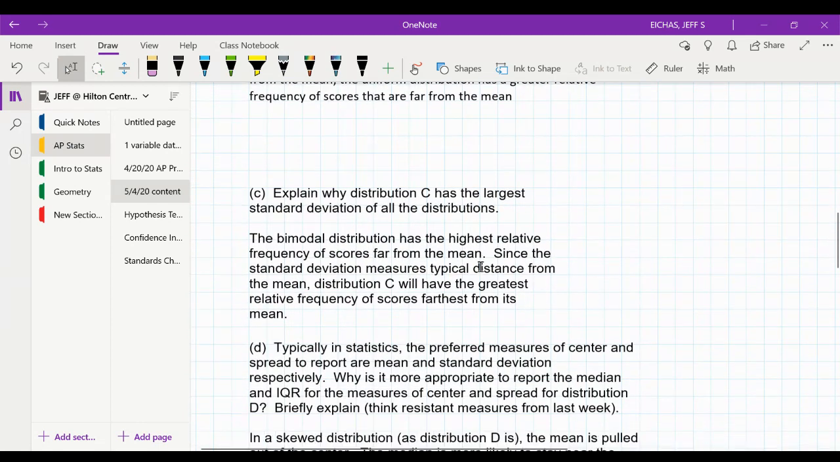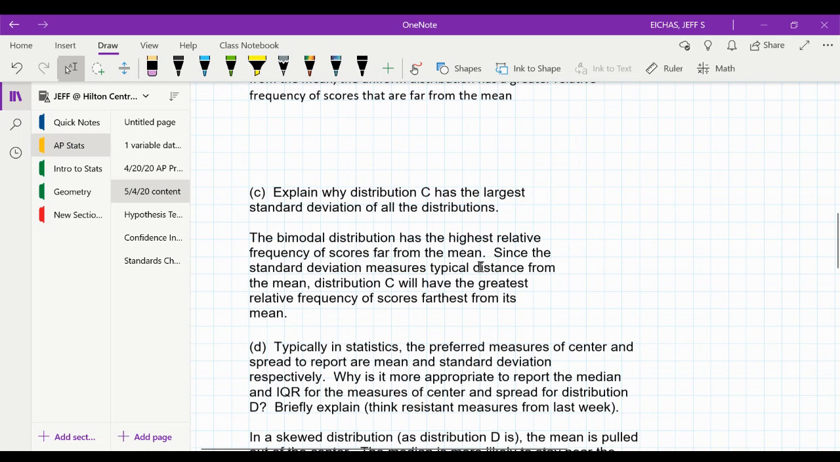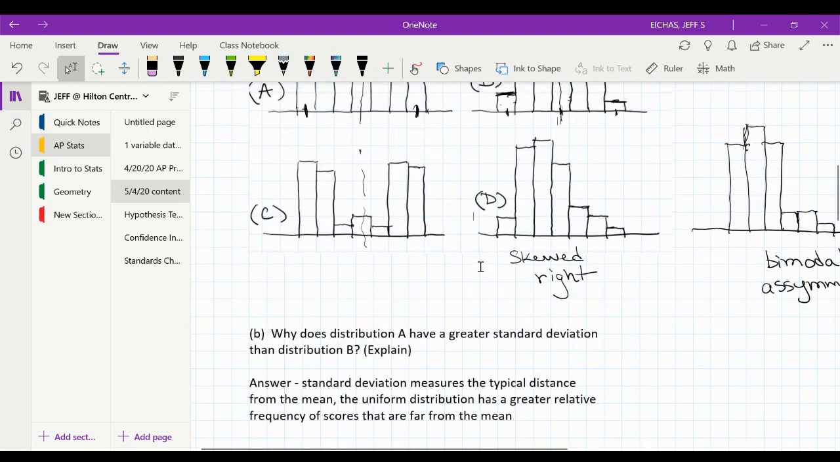All right, explain why distribution C has the largest standard deviation of all of them. All right, so what we have is, again, two modes. A big collection here and a big collection there. What we're saying is, relative to the rest of the distribution, there is an extremely high number of scores that are far from the mean. That's in a low number of scores near the mean. Right?